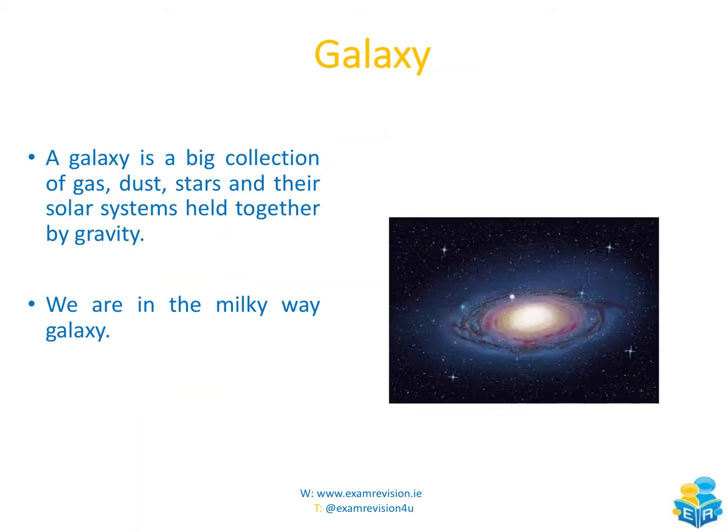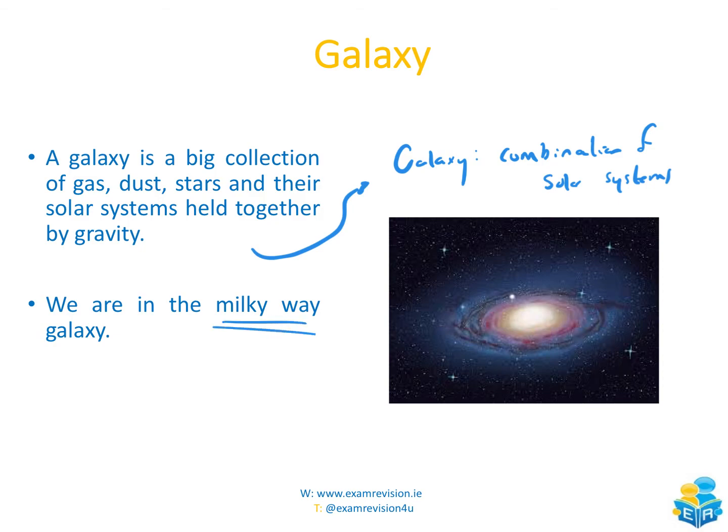A galaxy then is a big collection of gas, dust, stars, and their solar systems held together by gravity. So in essence, a galaxy is a combination of solar systems. Now, the galaxy that we're located in is the Milky Way galaxy. Okay, there are other galaxies out there as well, yet to be explored, but we can picture them. But the one that we're in is the Milky Way galaxy.